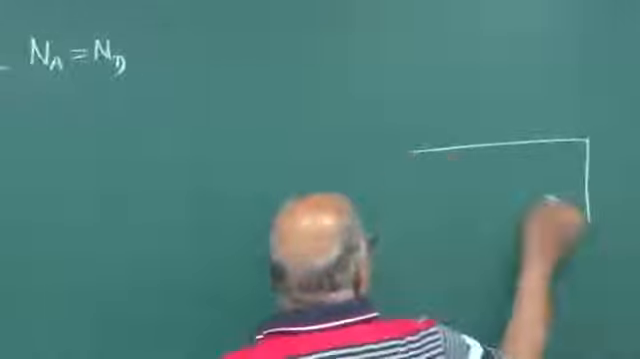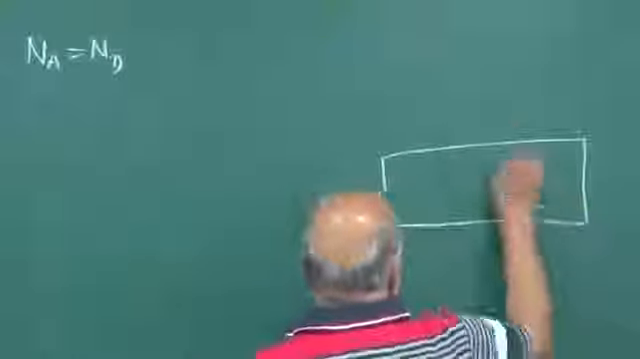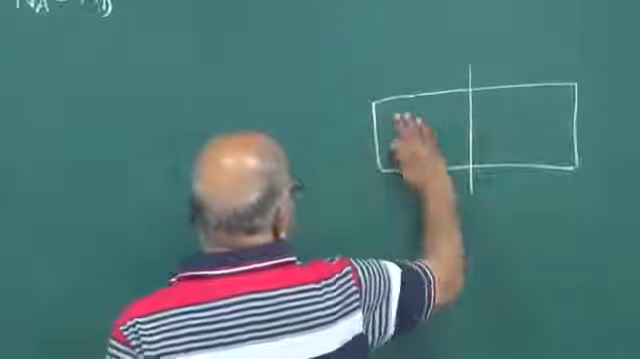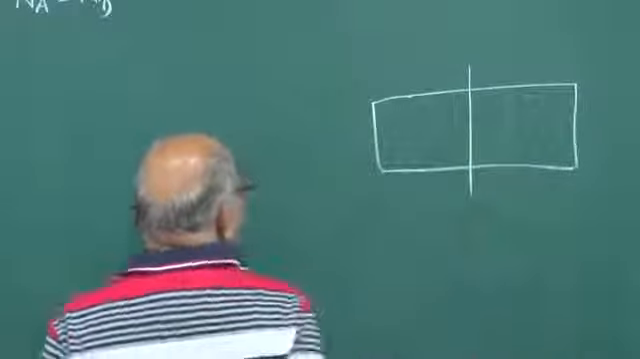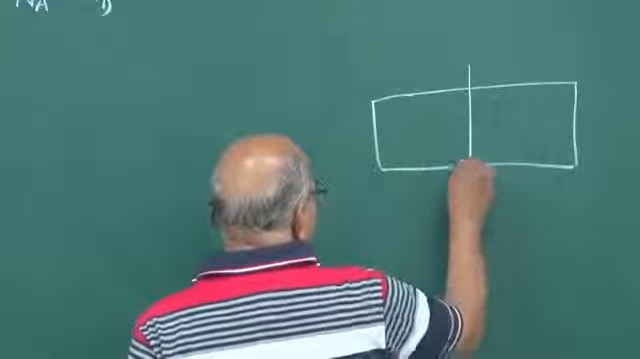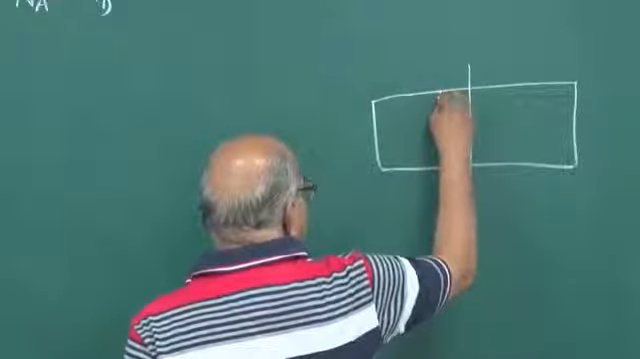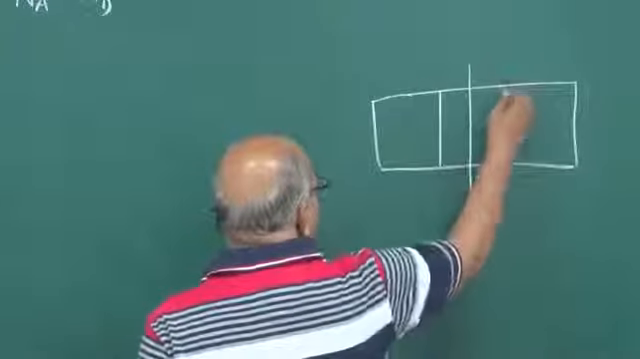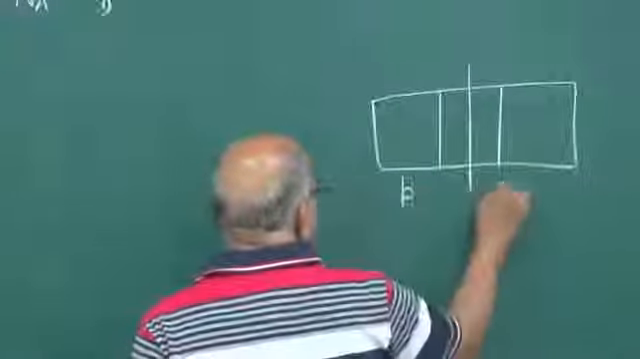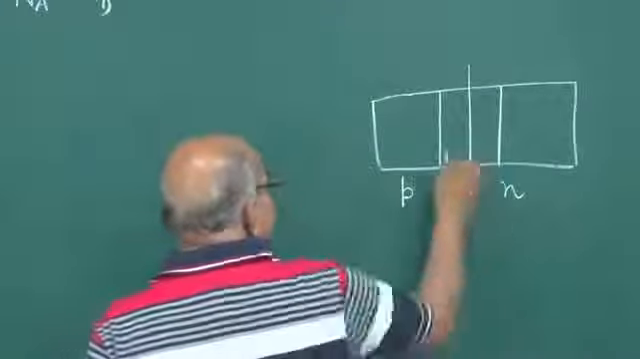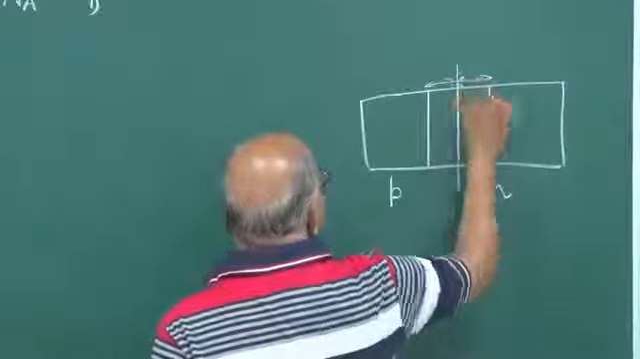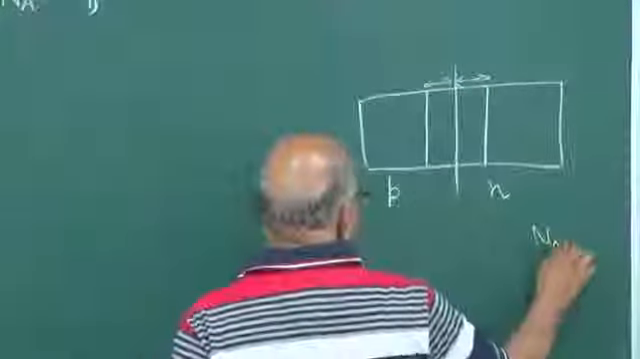So if you denote your p-n junction like this, here is the junction, then from one side you have acceptors, and on the other side you have donors, and since Na is equal to Nd, your depletion region will be of equal width on the two sides. So if this is the p side and this is the n side, this part is the same as this part because Na is equal to Nd.